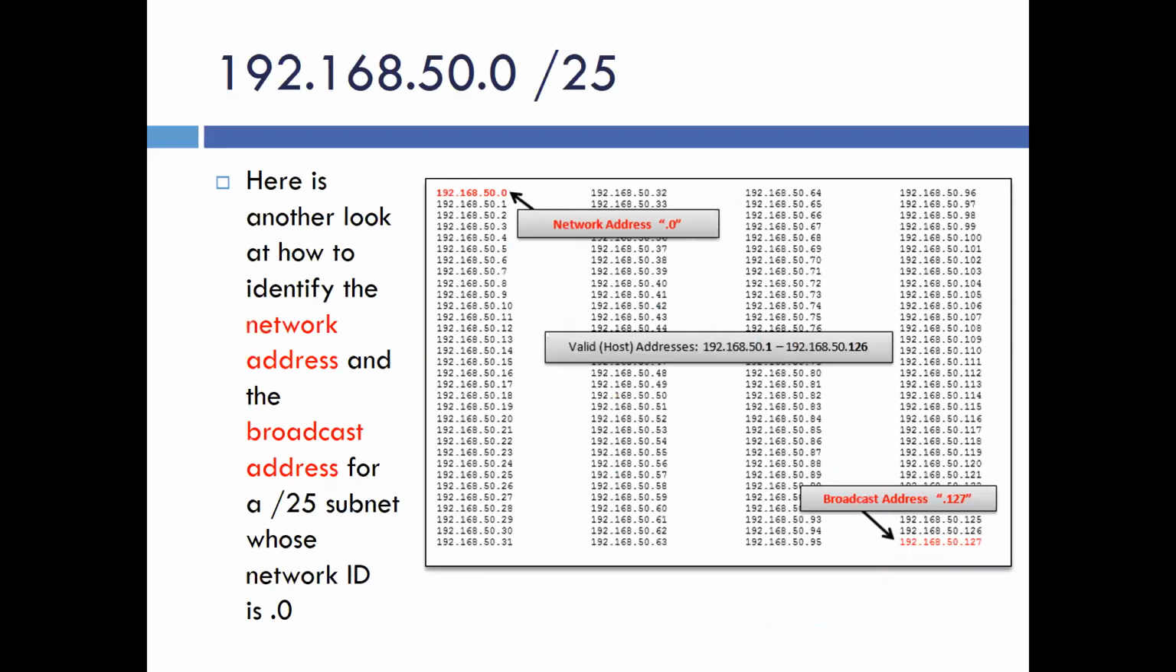Here's another graphic that displays a /25 network. Given the network ID of 192.168.50.0/25, we see that the .0 number is the network, .127 is the broadcast, and the valid host range is from .1 through .126. Because the network ID ended in .0 and not .128, we conclude that this /25 subnet was referencing the first half of the IP addresses, or the first half of the pie.